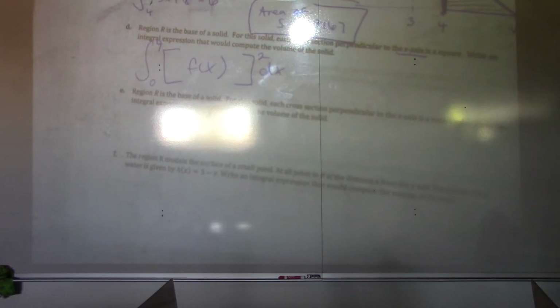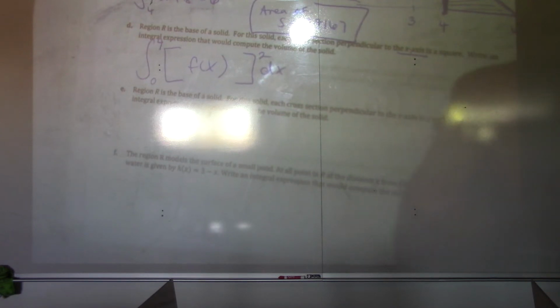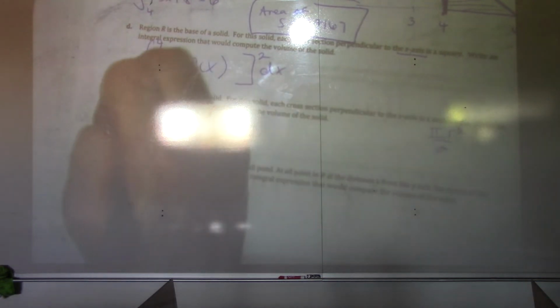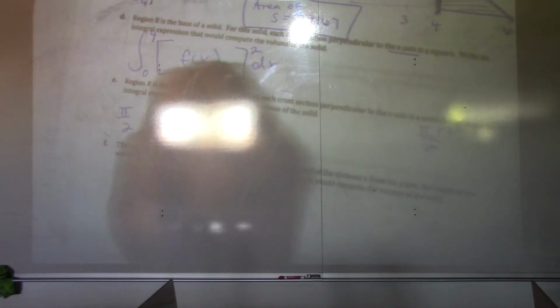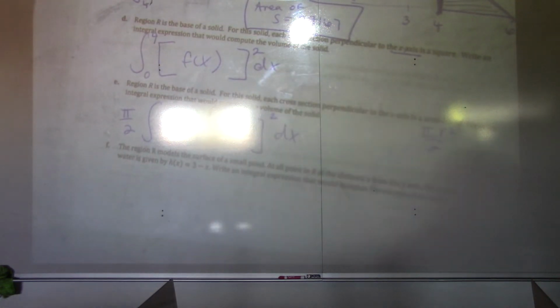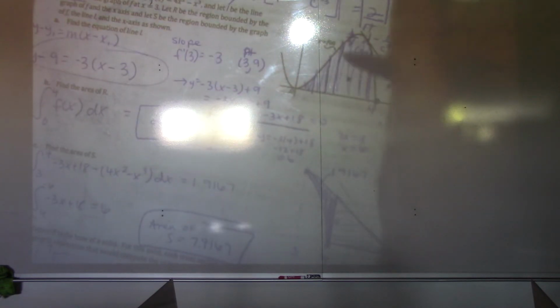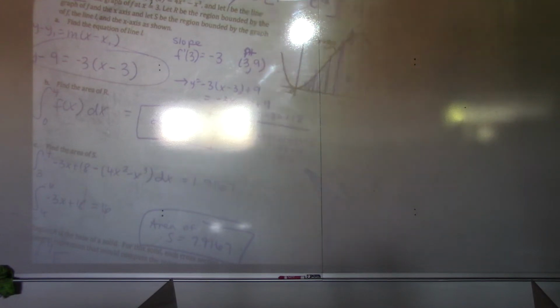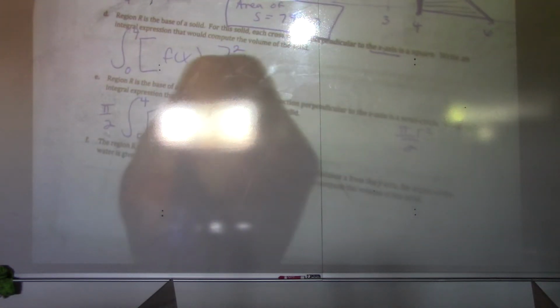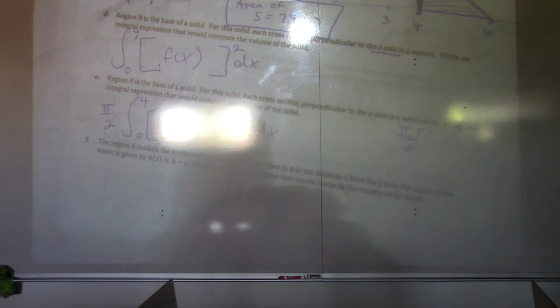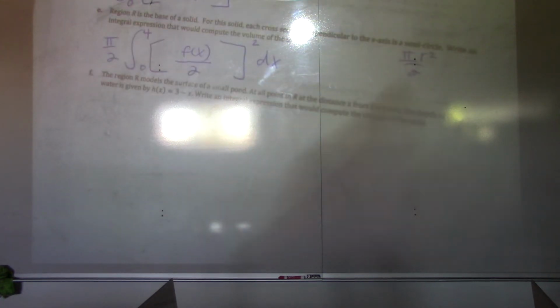Region R is the base of a solid. Here we're talking about a semicircle. So a semicircle is pi r squared over 2. So I'm going to have pi over 2 out front, and some radius squared. It's still perpendicular to the x, so I'm still going to have dx, 0 to 4. Here, if these were making semicircles, the function value would actually be my diameter. So I want to take the function value divided by 2. So this is just f of x divided by 2. But the 2 is getting squared, because that's part of the r, right? Half that is the r.